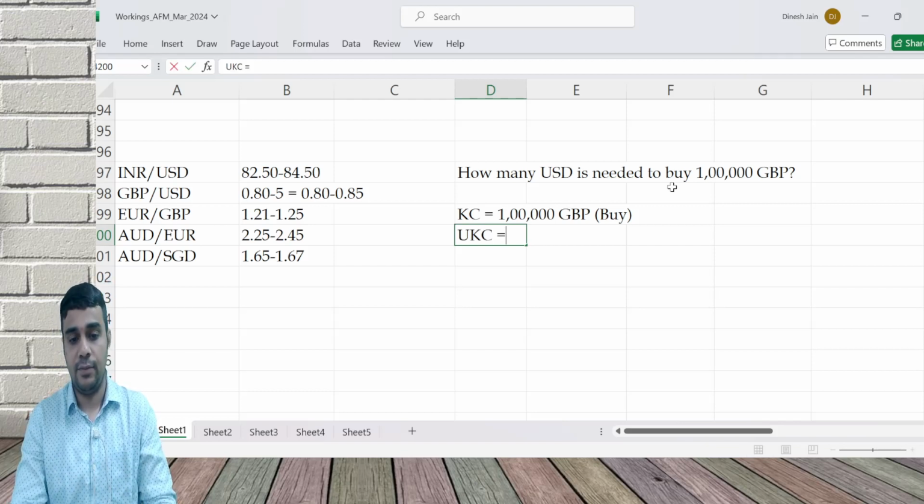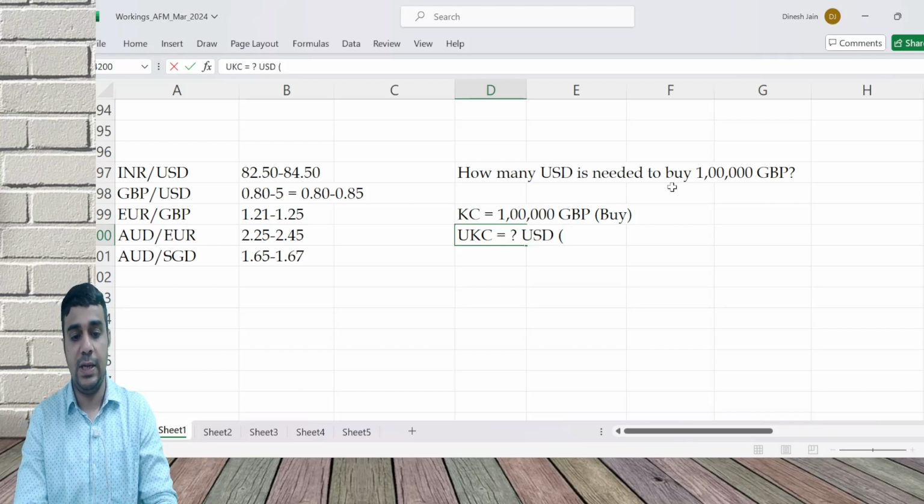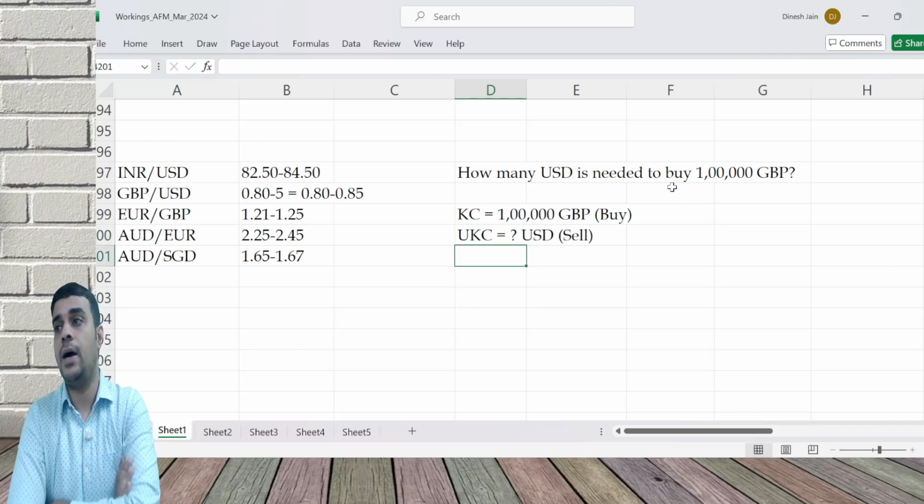Unknown component. Which is the other currency you want to calculate? Question mark USD, in bracket sell.